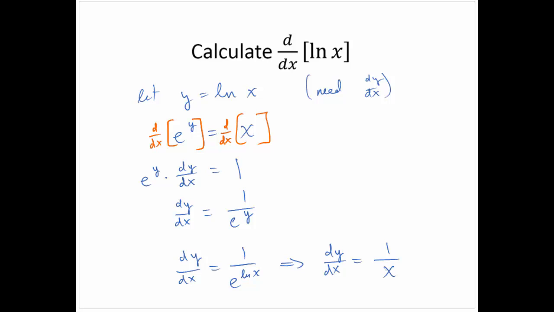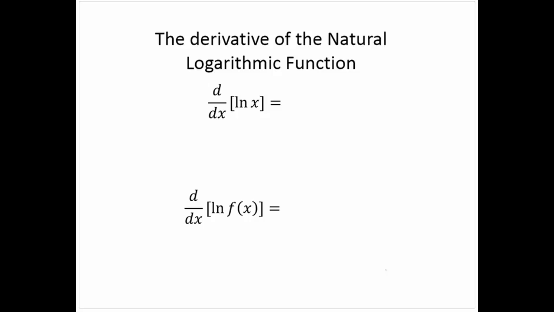So, if our function is natural log x, its derivative is 1 over x. Again, d by dx of natural log of x is 1 over x. Now, if we need to calculate the derivative of the natural log of some function of x, we apply the chain rule. And we would have 1 over that function times the derivative of the function.